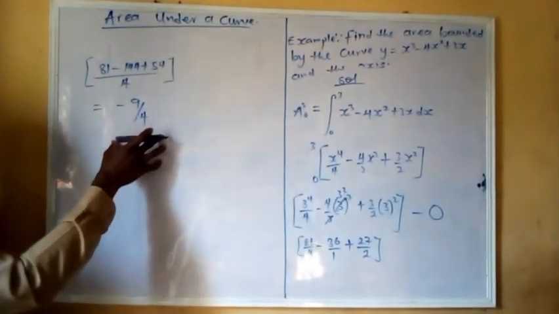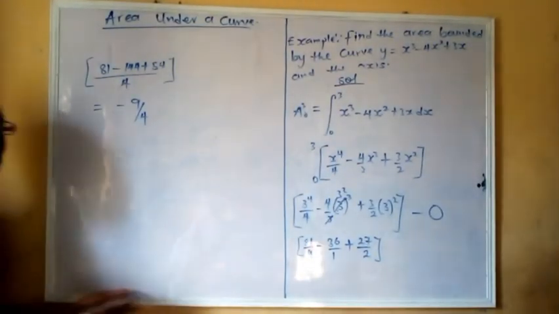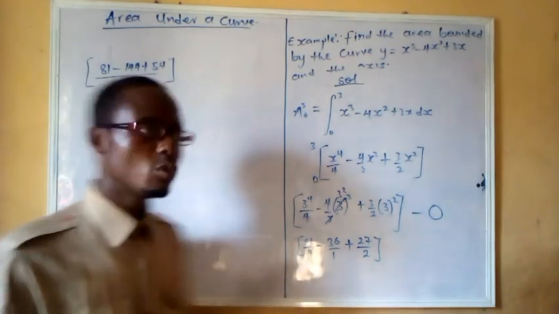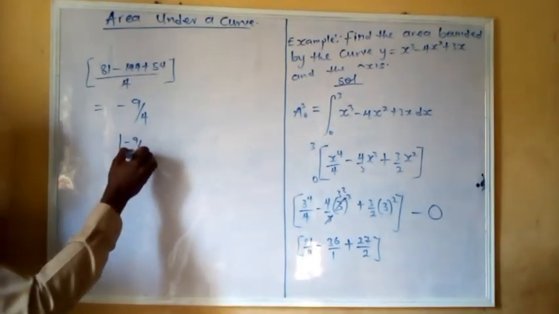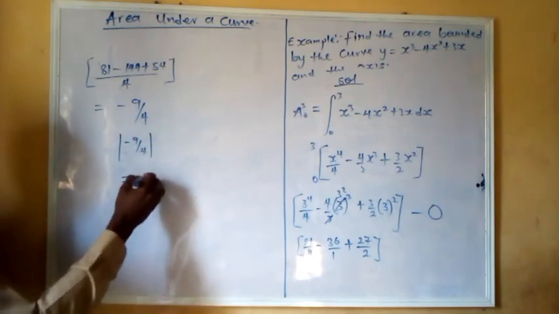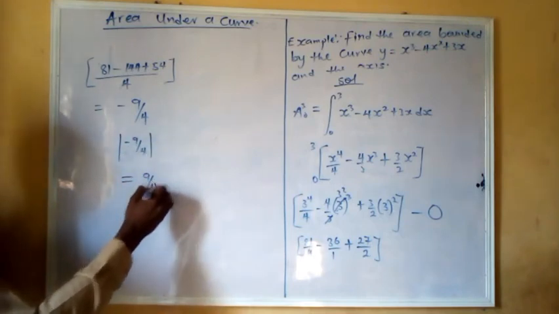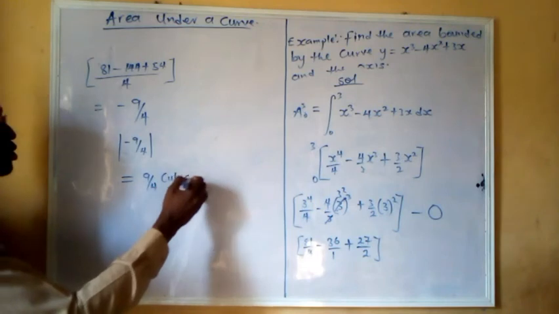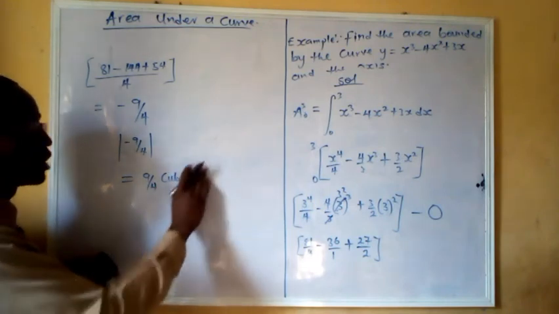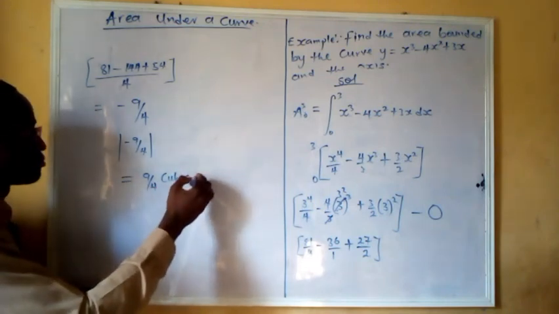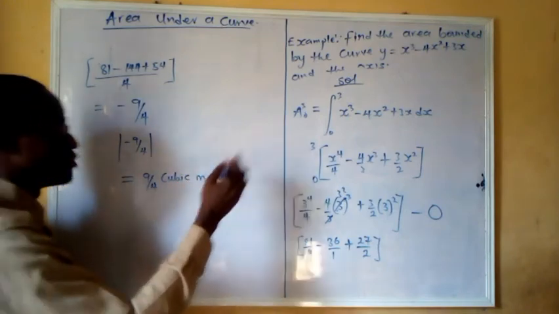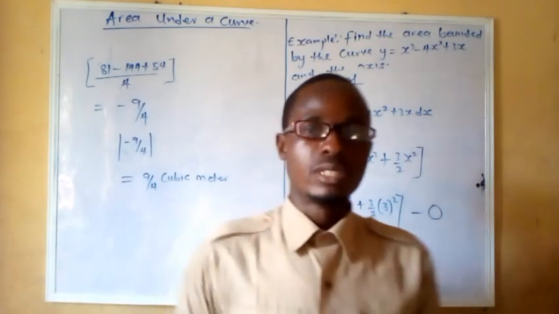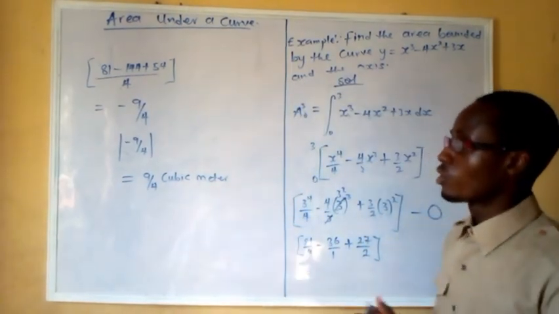So now that we have minus this, and we know that the area of the curve cannot be negative, what we are going to do is to take the absolute value of our answer. So we have minus 9 over 4, and that gives us 9 all over 4 square units, whichever unit we wish to use. So that is how to find the area under the curve.